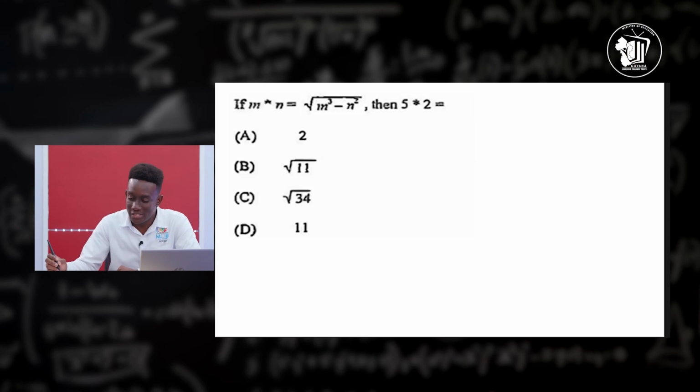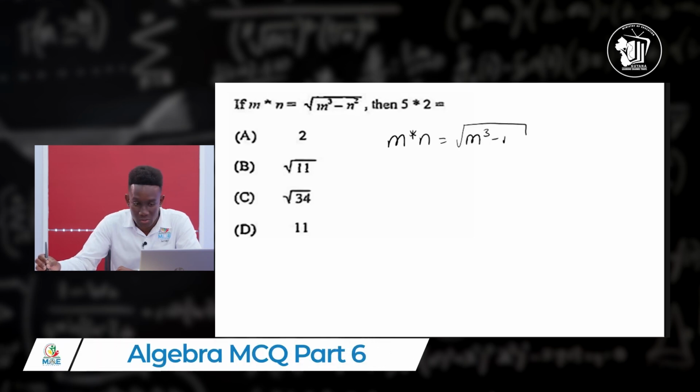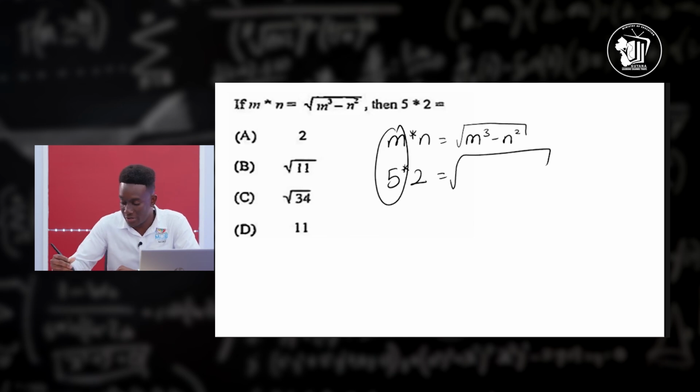So the next question says, if m asterisk n is equal to the square root of m cubed minus n squared, then 5 asterisk 2 is equal to. So we see m asterisk n is equal to the square root of m cubed minus n squared. We want to find 5 asterisk 2. So this will be equal to the square root of m cubed. So we know m is equal to 5. Wherever we have m, we'll put 5. And wherever we have n, we will put 2.